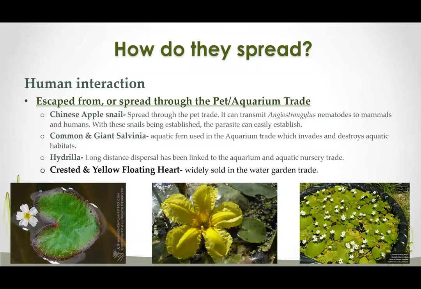We have the crested and yellow floating heart. This is widely sold in the water garden trade, or it used to be. It is obviously a beautiful flower, but if you think about if you had this in your pond and think about all the rain that we've been experiencing here, especially in Southeast Texas, flooding events are happening. So this is how things can easily spread: you have something ornamental in your yard, a flooding event happens, and now it's suddenly floating down the San Jacinto into all those little tributaries and all those little side ponds.